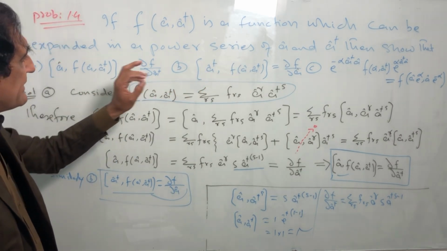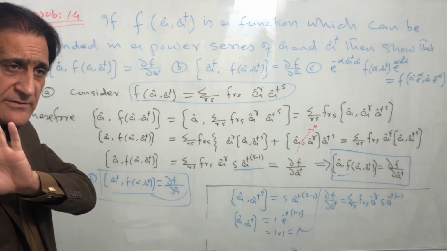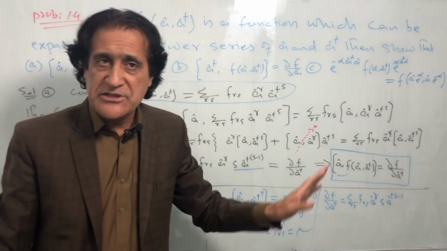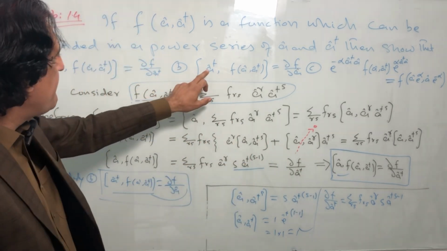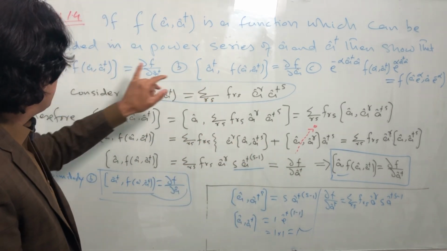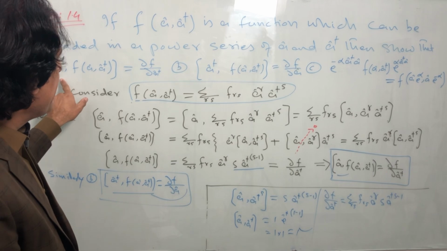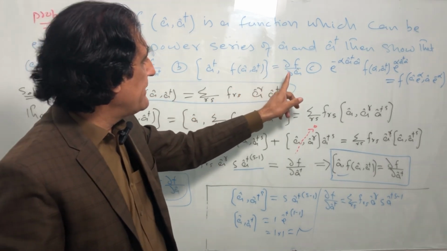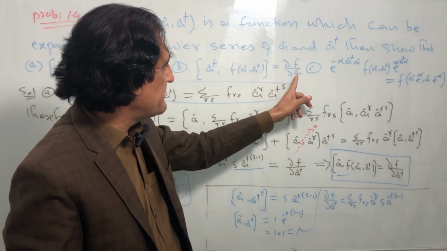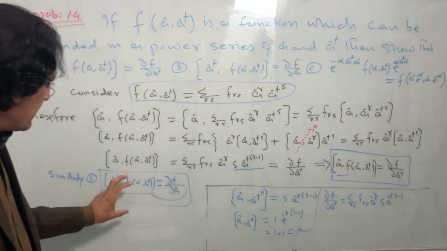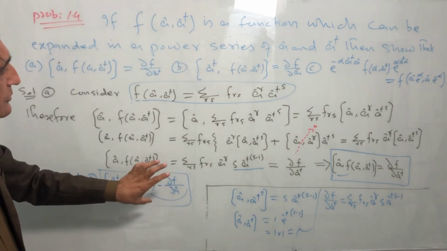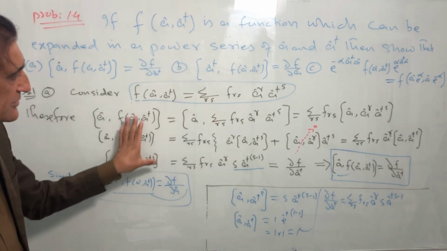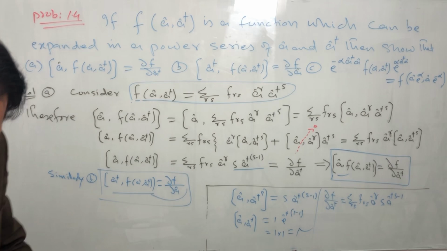So for the first part and the second part, there is no change in the calculation, but instead we consider a dagger instead of a. Here the function is partial f divided by partial a dagger, and here the function must be partial f divided by partial a. So try to prove this by yourself using the same process.